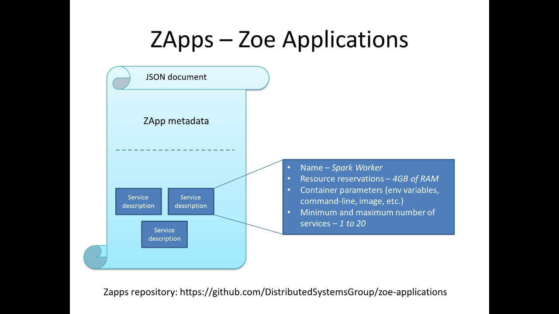ZAPs are JSON documents that contain some metadata and the descriptions of each service that the user wants to run as part of the analytic application. Service descriptions tell Zoe how many copies to run, in which order to start them, and, since currently we are using Docker as a backend, some Docker-related information.